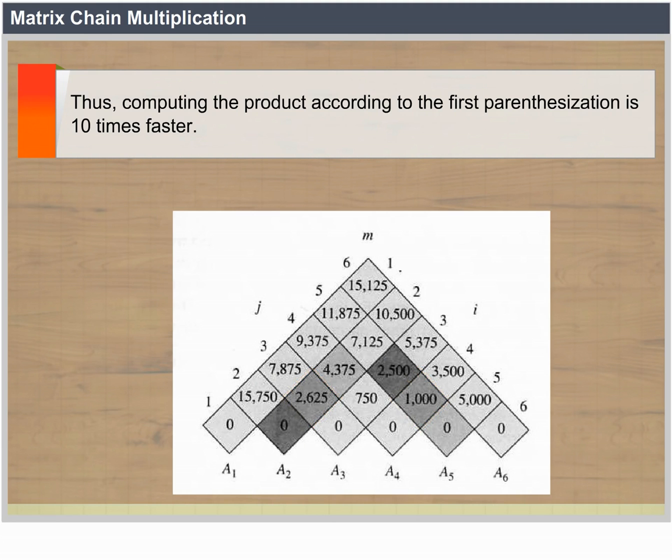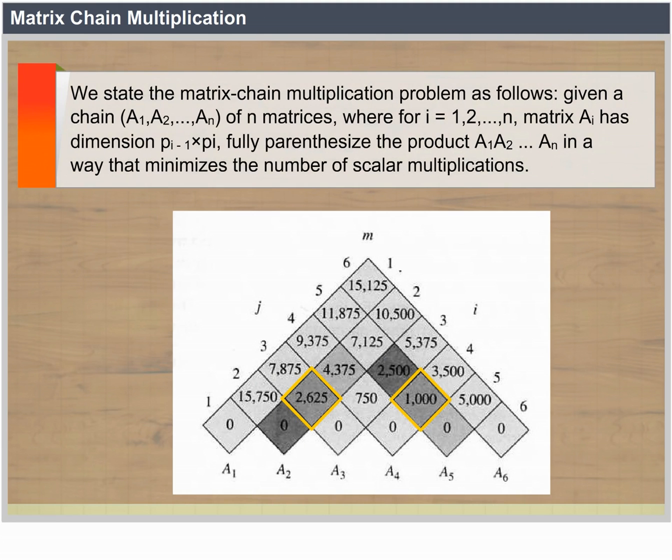We state the matrix chain multiplication problem as follows. Given a chain A1 to An of n matrices, where for i equals 1, 2 up to n, matrix Ai has dimension P(i-1) by P(i), fully parenthesize the product A1 up to An in a way that minimizes the number of scalar multiplications.